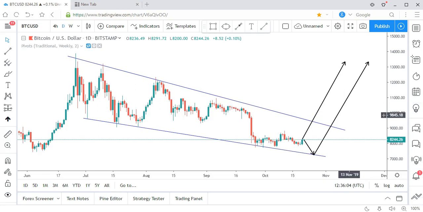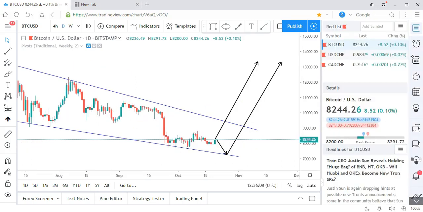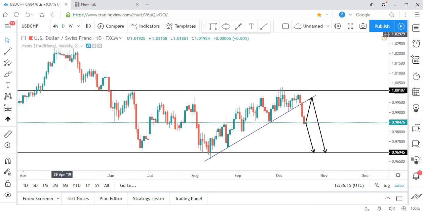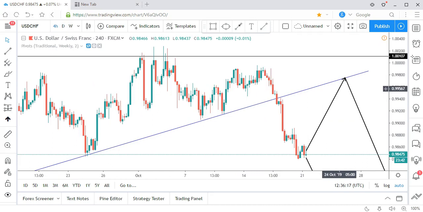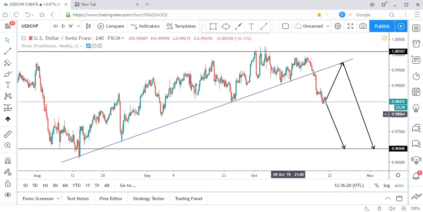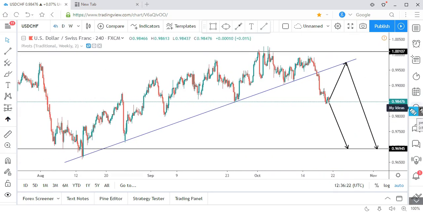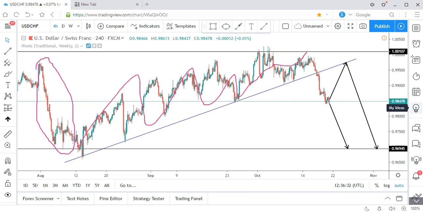Let's look at another example, USD Swiss francs. Let's go to the 4-hour time frame. It's going to be a bit clearer there. Okay, so this is USD Swiss francs. Here we had an impulsive move, a bearish impulse here. Then price has been moving up to this resistance.